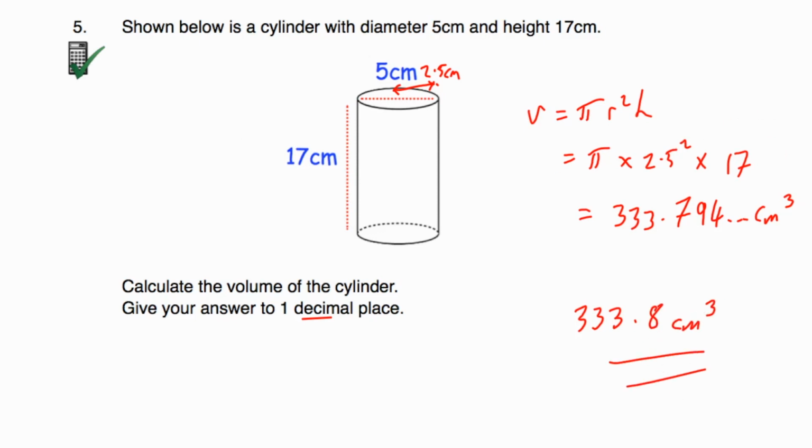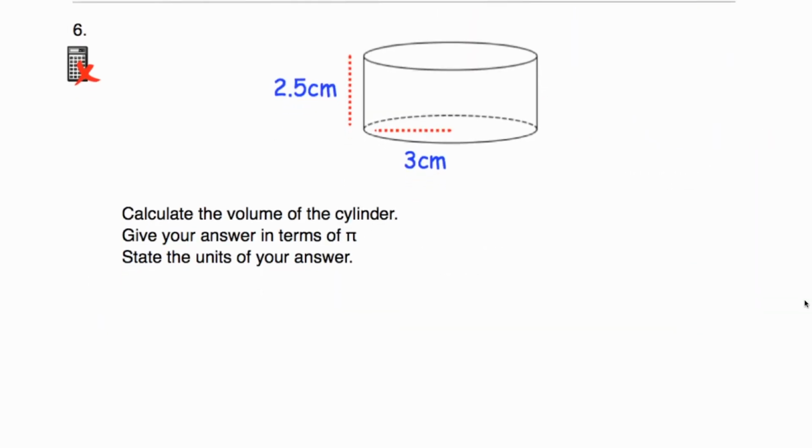Okay, let's have a look at question number 6. Question number 6 is a non-calculator question, and we've been asked to calculate the volume of the cylinder and to give our answer in terms of pi, and to state the units of our answer. So we've got this cylinder, it has a radius of 3 centimeters, so from the center to the edge is 3 centimeters, and the height of the cylinder is 2.5 centimeters.